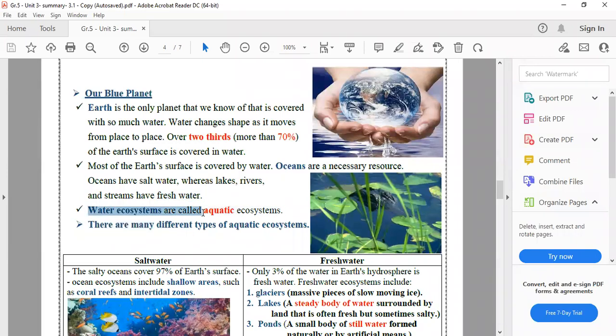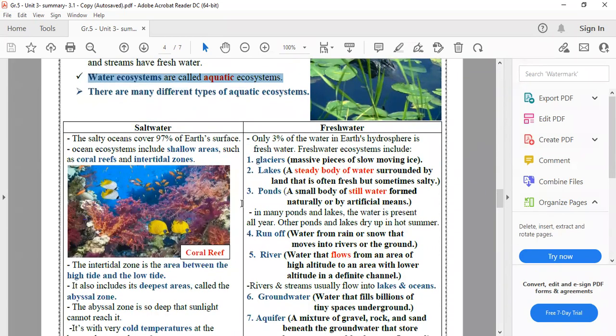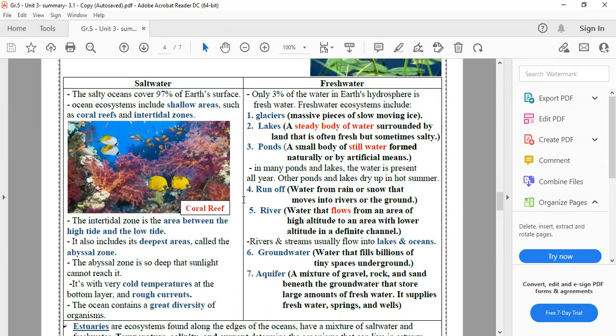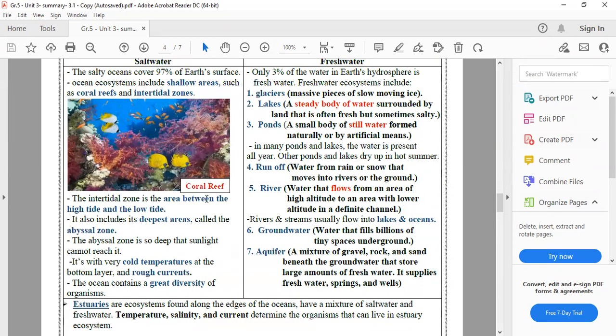Water ecosystems are called aquatic ecosystems. Aquatic means they are related to water, from the word aqua, that means water. Okay, there are many different types of aquatic ecosystems. Now we will talk about the salt water and the fresh water. I need you to pay attention, please, because this is very important. It has a lot of definitions, and this would be our last part of today.